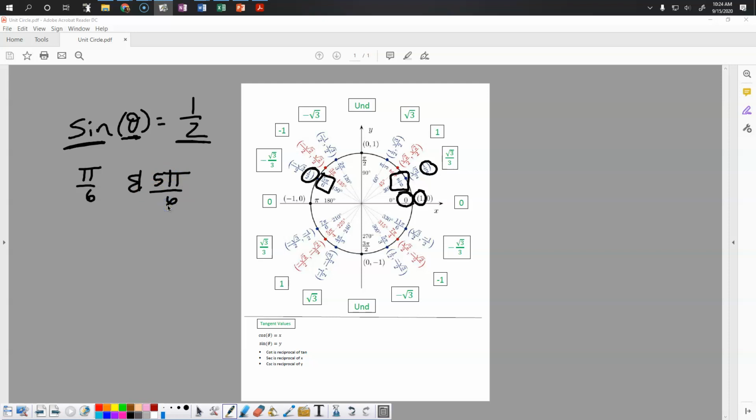Okay, let's do another one, tangent. What angle has a tangent value of -1? Well, tangent is the ones in the boxes here. So here's where tangent equals -1, here's where tangent equals -1, and the angles that go with that are 3 pi over 4 and 7 pi over 4.